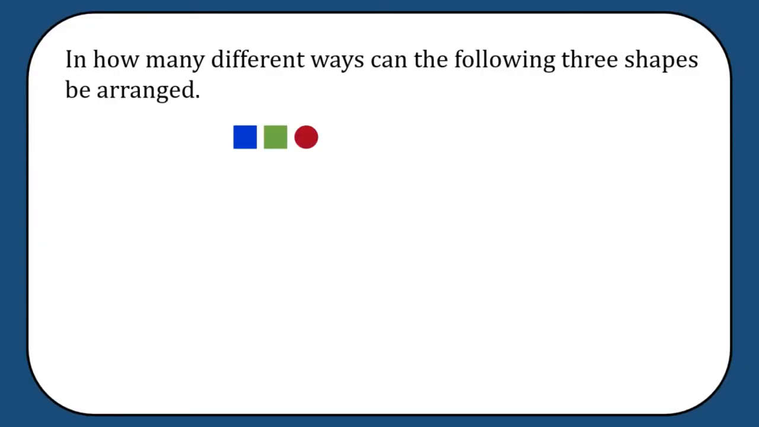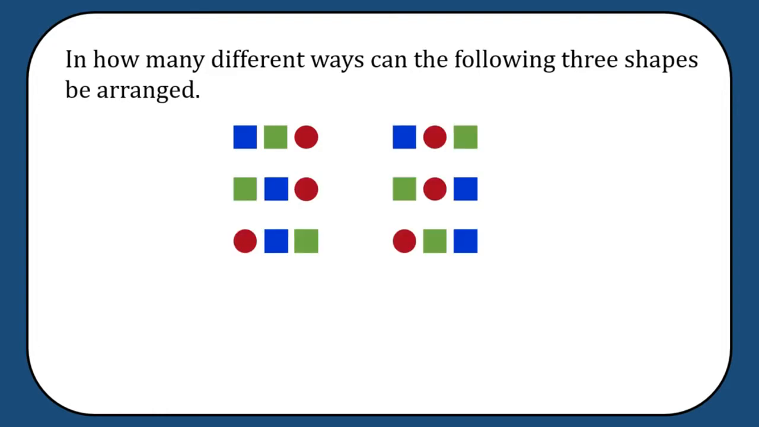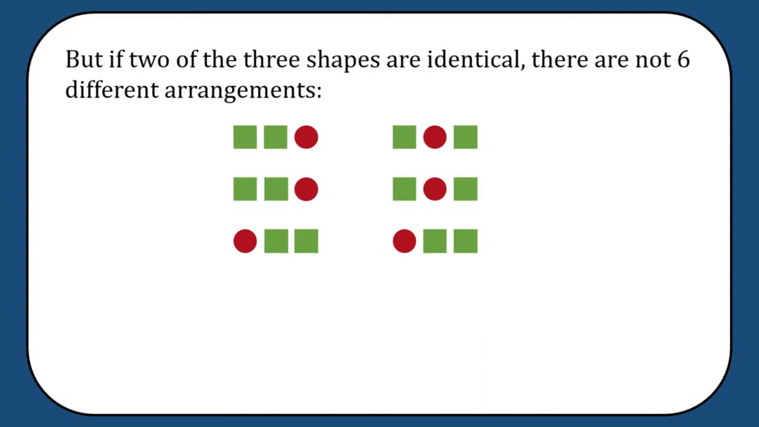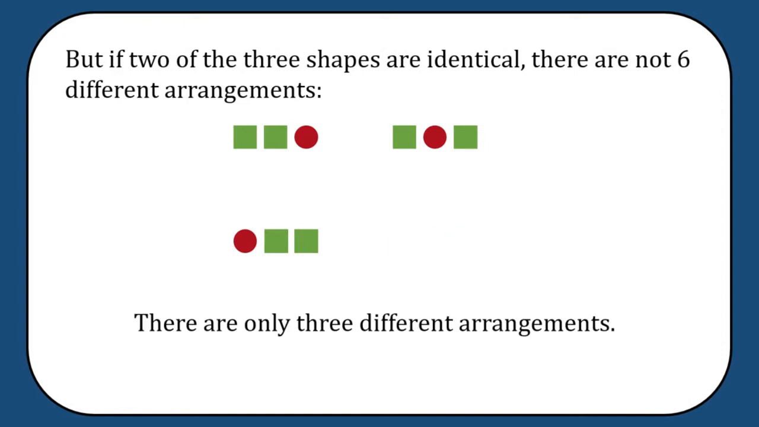Okay, so let's start simple. So we have 3 different shapes. In how many ways can the following 3 shapes be arranged? So we've looked at a problem like this with people on the previous video. So there are 6 different ways that we can arrange those 3 objects. Okay, but if 2 of the 3 shapes are in fact identical, there are not going to be 6 different arrangements because we've ended up with some repeats. So those can be considered repeat objects, and there are in fact only 3 different arrangements if we have 3 objects in which 2 are identical.